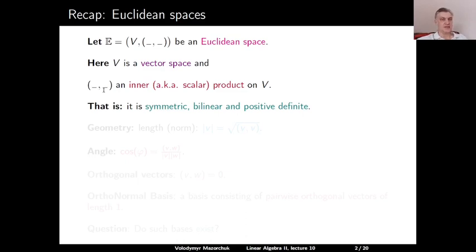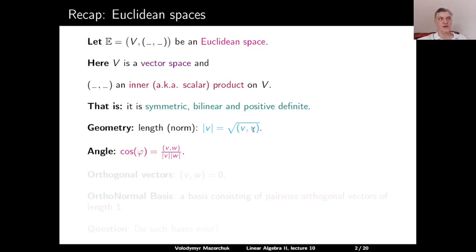So we discussed that in each Euclidean space we can define natural geometric notions. The notion of the length of a vector, also known as the norm of the vector. The length of the vector v is defined as the square root of the inner product of v with itself. And we can define the angle between two vectors.